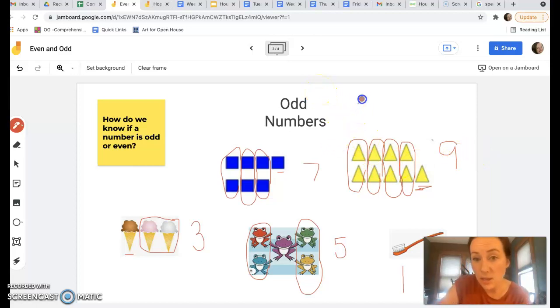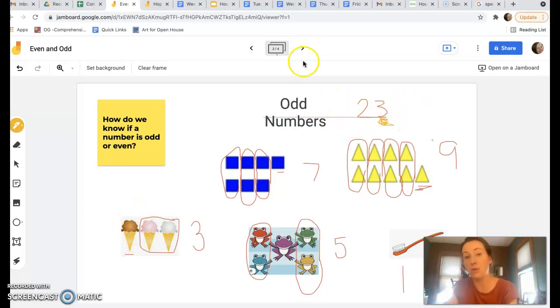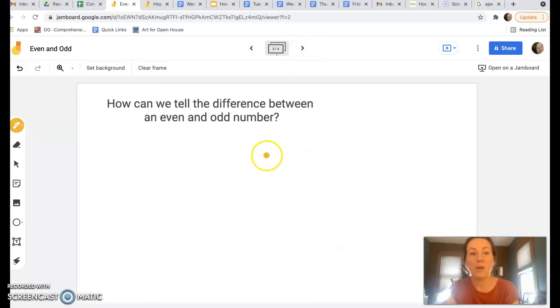Okay, so if I take the number 23, the last digit in 23 is 3. Okay, and we know that 3 has one left over. There's one pair, but there's one left over that doesn't have a pair, so it's an odd number. The number 23 is an odd number. Okay, so we can tell the difference between an odd and an even number by drawing it out.